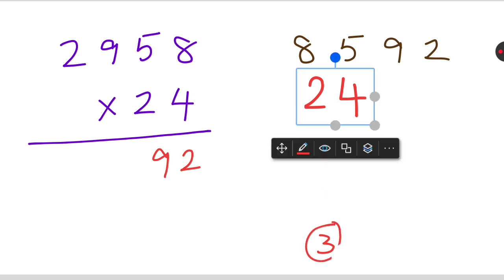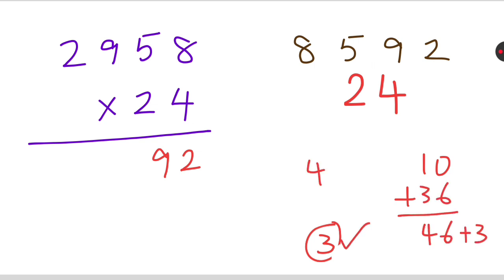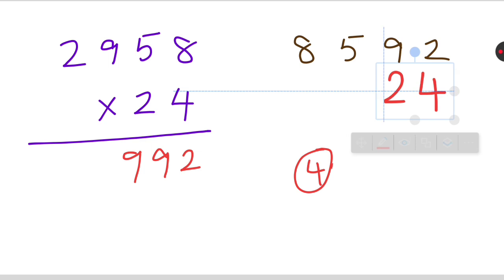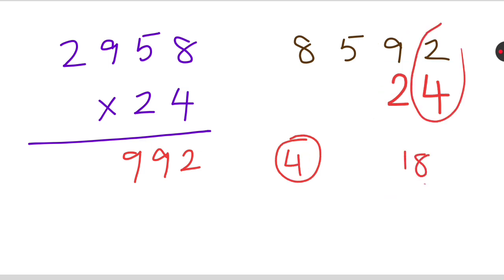Now again slide your number to the right. So now what we have? We have 5 times 2 is 10 plus 9 times 4 is 36. So 36 plus 10 gives 46, and carry 3 gives 49. So in 49, 9 is written in your result and 4 carry. Now keep sliding to the right. 9 times 2, which is 18, plus 2 times 4 is 8.